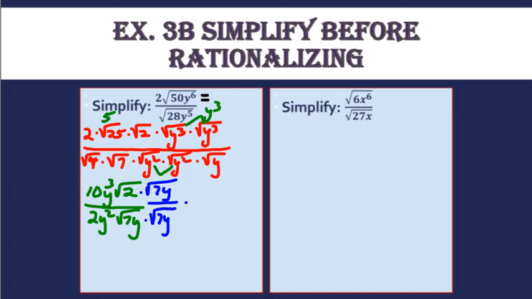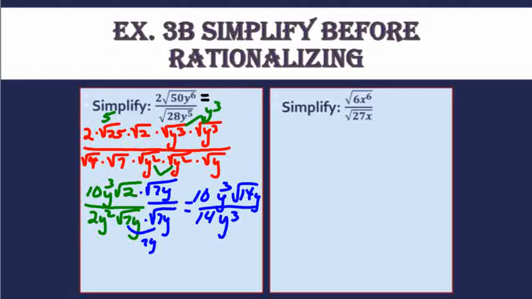When I do that, I end up with, in the denominator, square root of 7y times square root of 7y is 7y. So I have 2y squared times 7y. That gives me an answer of 14y cubed. And in the numerator, I have 10y cubed times the square root of 14y.